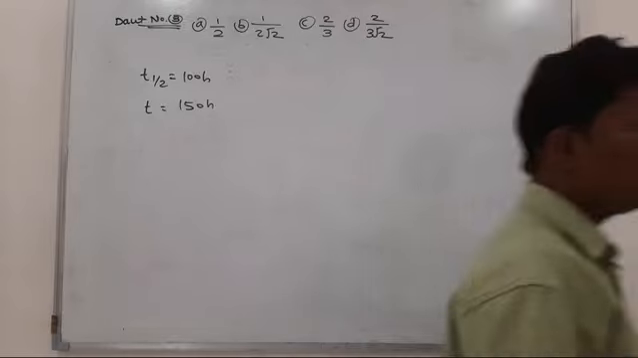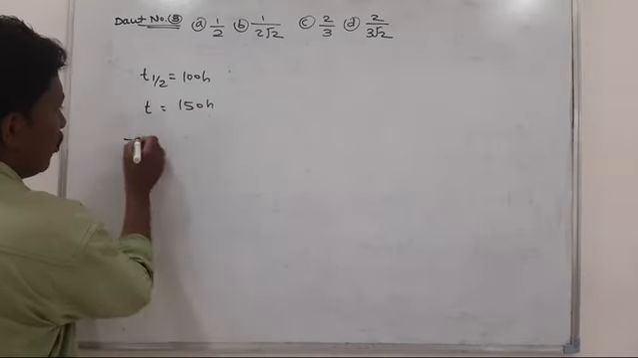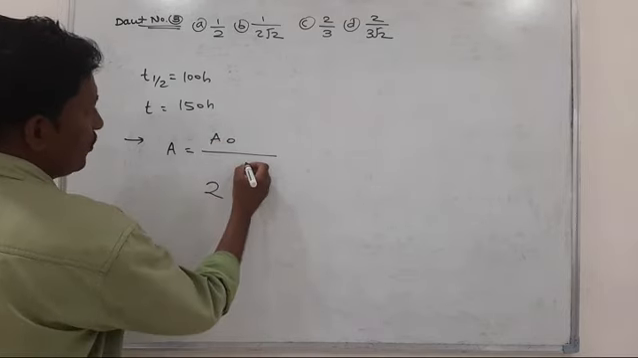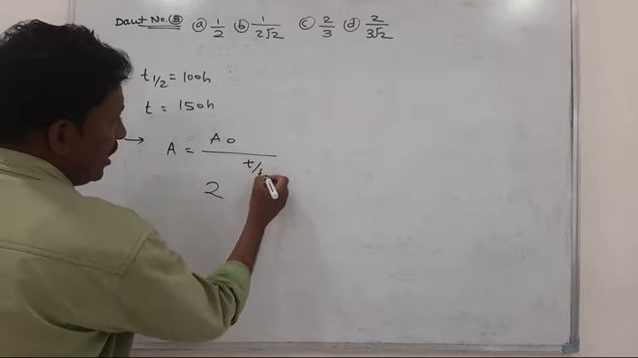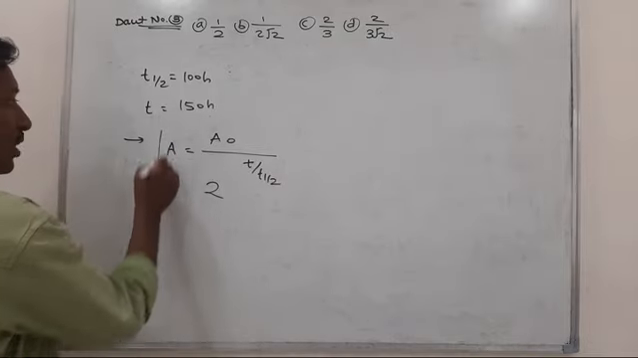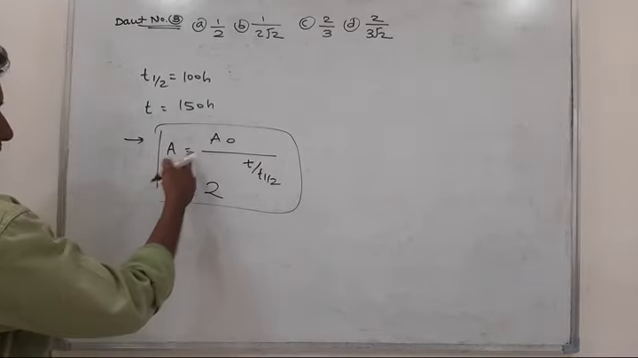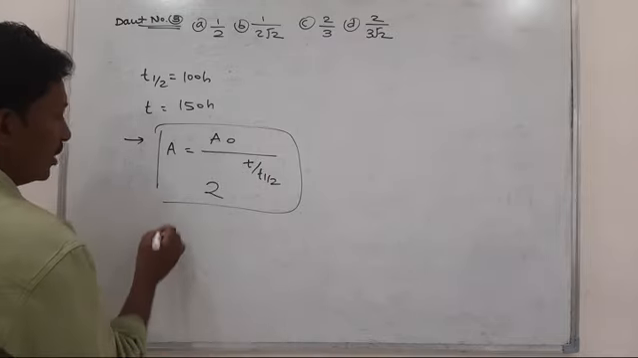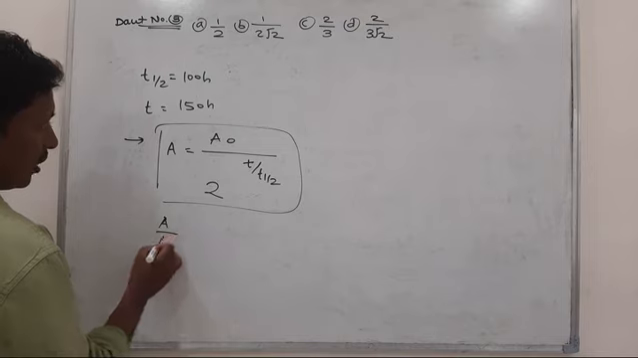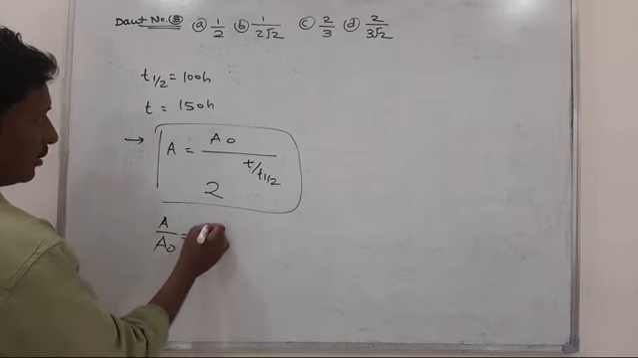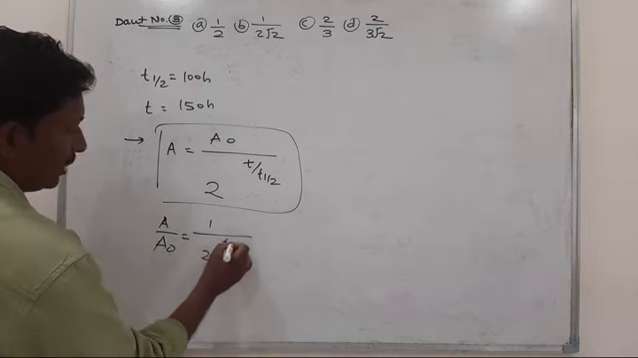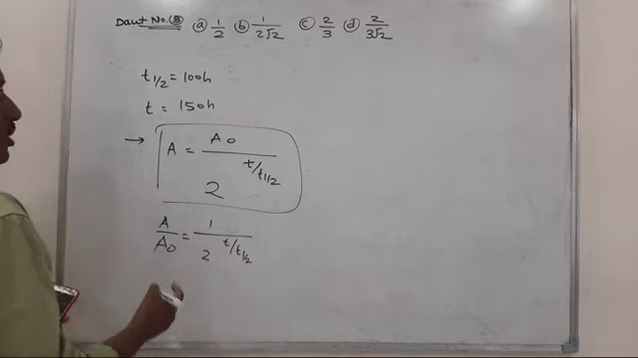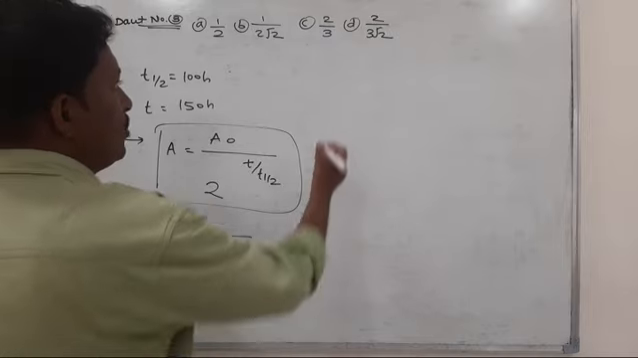See, student, the formula we have to use is A equal to A naught divided by 2 raised to T divided by T half. So A upon A naught is equal to 1 upon 2 raised to T divided by T half. First, student, we have to find the value of T divided by T half.